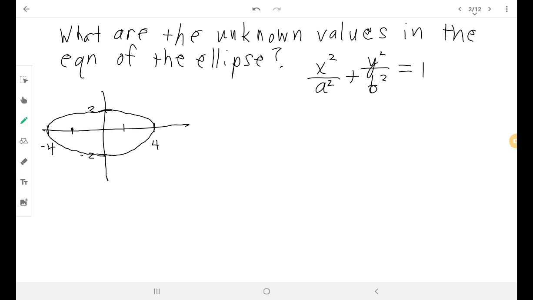So let's look at one of these problems here, and we'll see what we can do. So here you'll see the question is, what are the unknown values in the equation of the ellipse? And this equation is the simplest version of the equation of an ellipse. It is one that presumes that the center is at the origin.